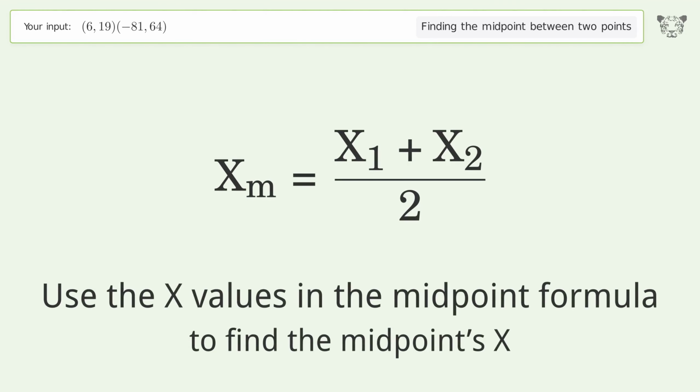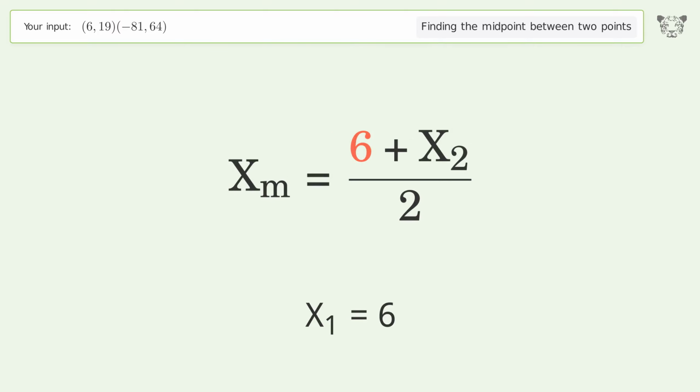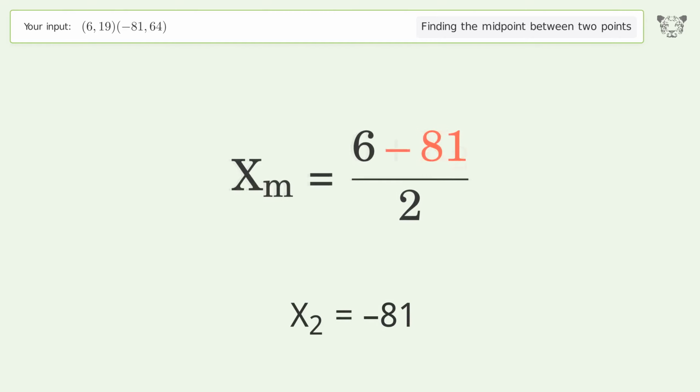Use the x values in the midpoint formula to find the midpoints x. x1 equals 6. x2 equals negative 81. Simplify the arithmetic.